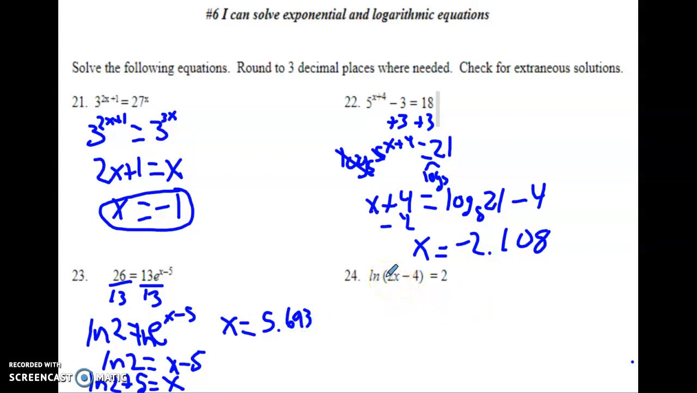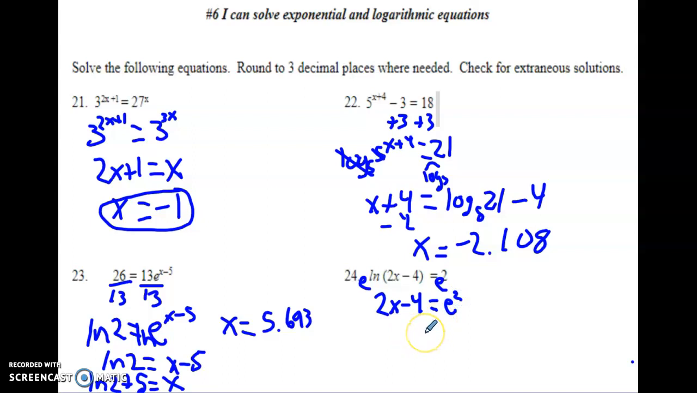Next one, so I have natural log of this. I can't really get that apart yet because it's the natural log of everything, so I'm going to get rid of the natural log by taking everything to the power of e. So it's the opposite of what we did over here, where we took the logs of both sides. So this has the logs, so I raise everything to those base powers. Now the e and the natural log cancel out, and on the left side of the equation, I end up with 2x minus 4 equals, on the right side, I just have e squared.